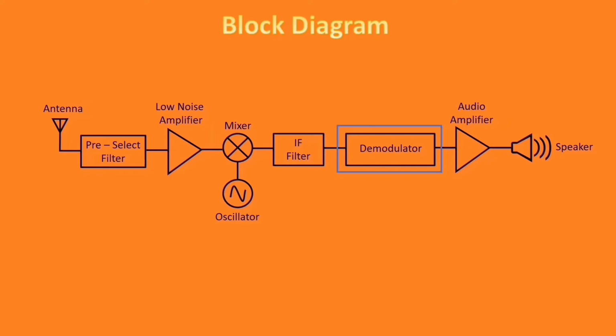Then we have the demodulator. As the signal is modulated, we need to demodulate it with the help of the demodulator. This process is called demodulation and is used to recover the original information. After that is the audio amplifier. It is used to amplify the audio output from the demodulator. And finally, the speaker will get the original sound signal and we can listen to it by connecting to the speaker.